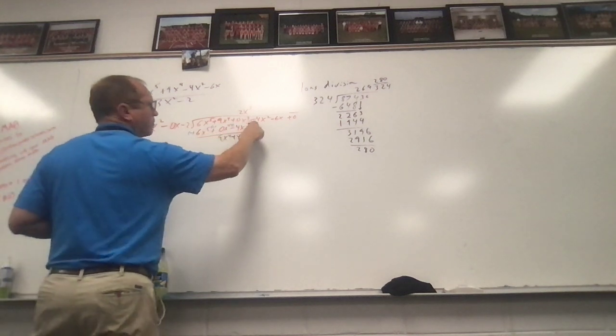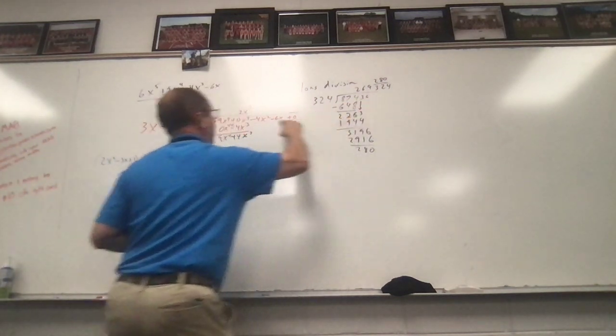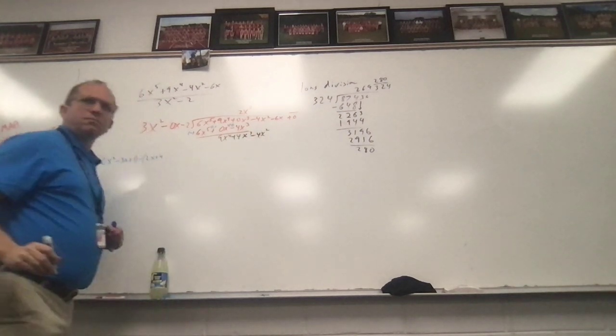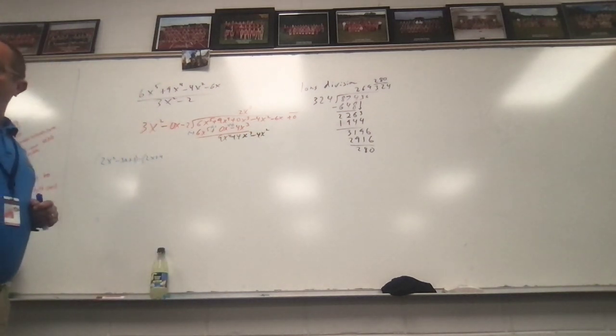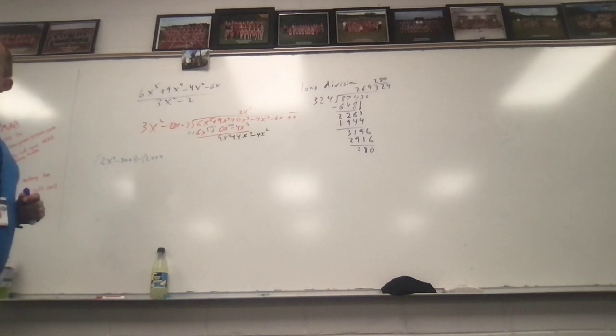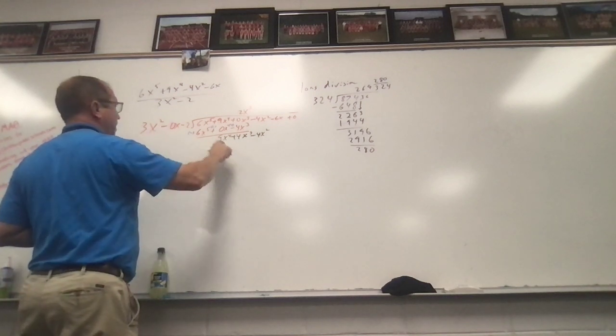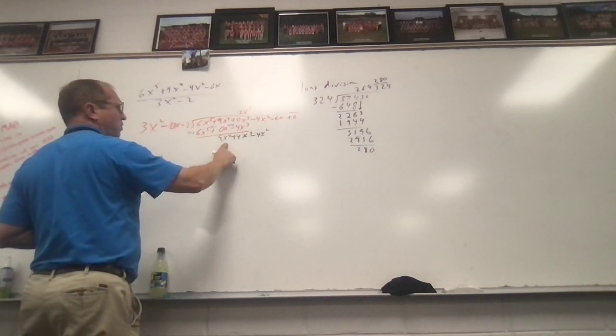So now, next step here, I brought down my 3. Next step here, I'm going to bring down my negative 4x squared. Are we still fine here? Okay. X squared times what gives me x to the 4th?